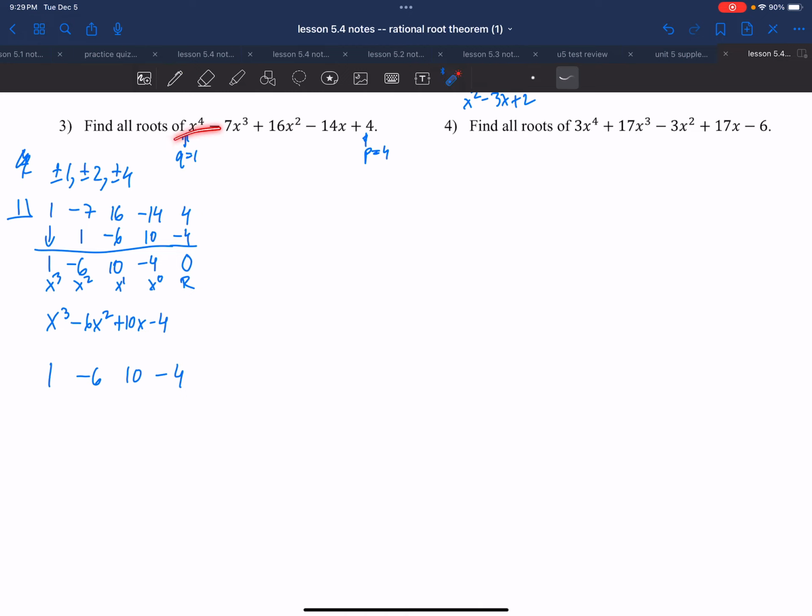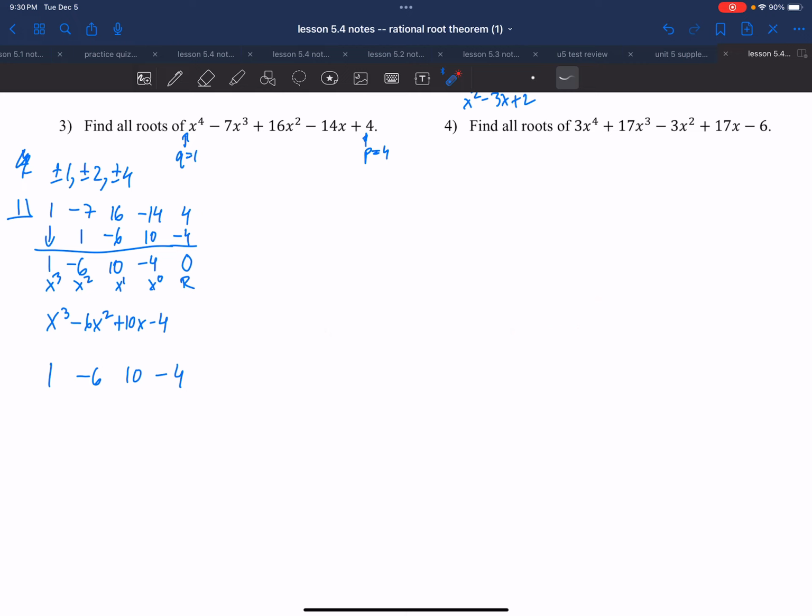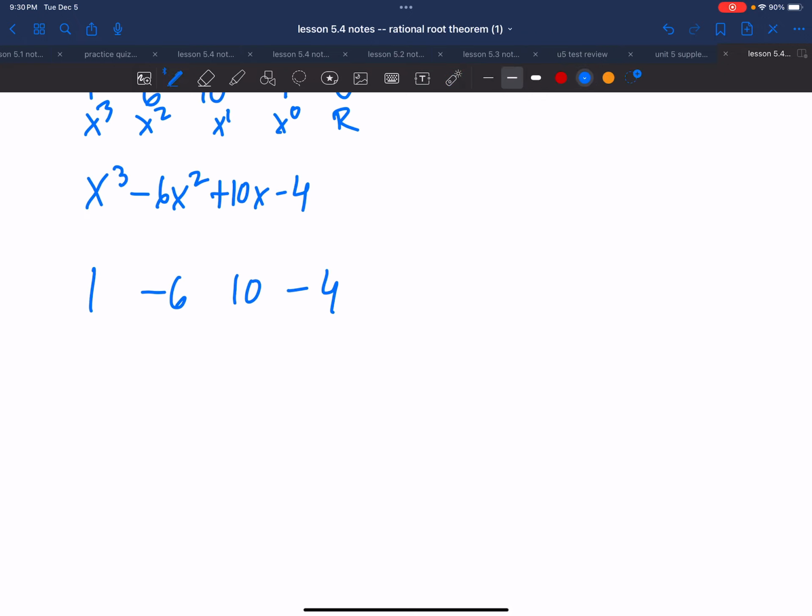You could use the original, but remember how we said in the earlier lessons, if q of x divides p of x, then the roots of q of x equals 0 are roots of p of x equals 0. So every time you divide by something, the polynomial is like a q of x. So if you find the roots of this guy, that's a root of this guy. So I'm just going to use synthetic division on the simplified thing. I'm going to just jump to 2. Let's see if 2 works.